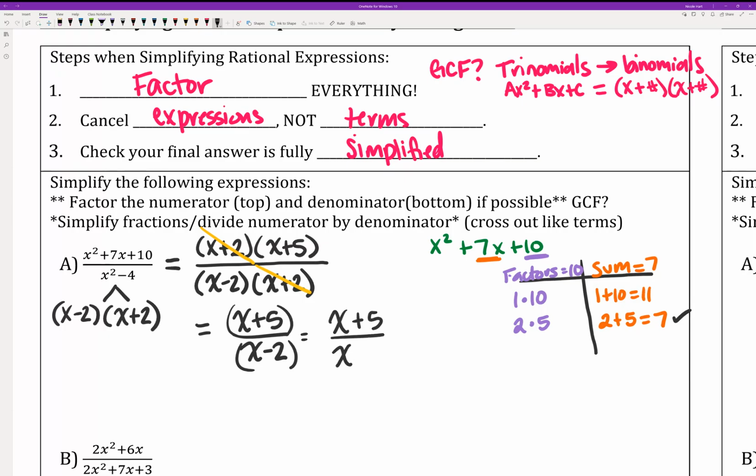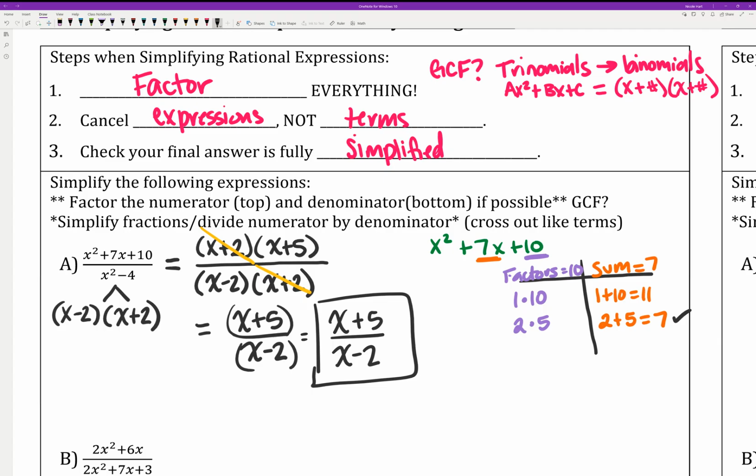I cannot just cancel out the x's because they are tied together with the 5 and the 2 by addition and subtraction. So those are not something that you can easily cancel out. You're just going to leave it as this. This is your final simplified expression.